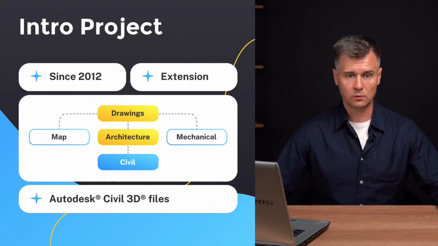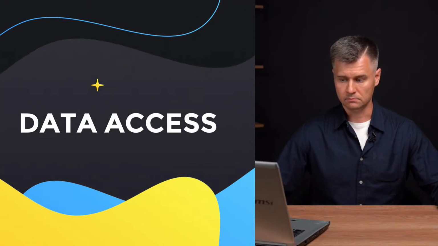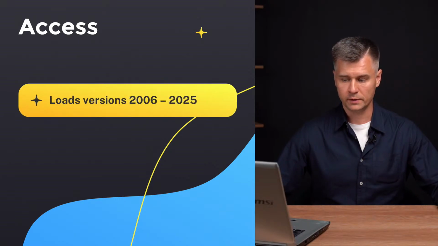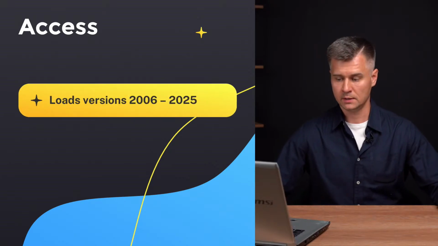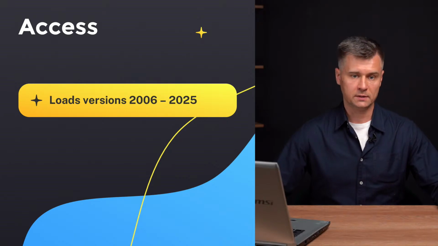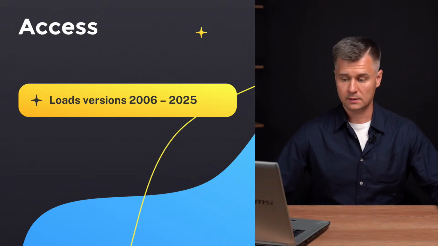Let's move on with the key points, and we start with data access. When talking about data access, Civil SDK supports loading objects of versions from 2006 to 2025 and saves objects in the most recent Civil object formats. That means if you read a file from 2012, you'll be able to save it in the most recent 2025 format. And that works with Civil objects.